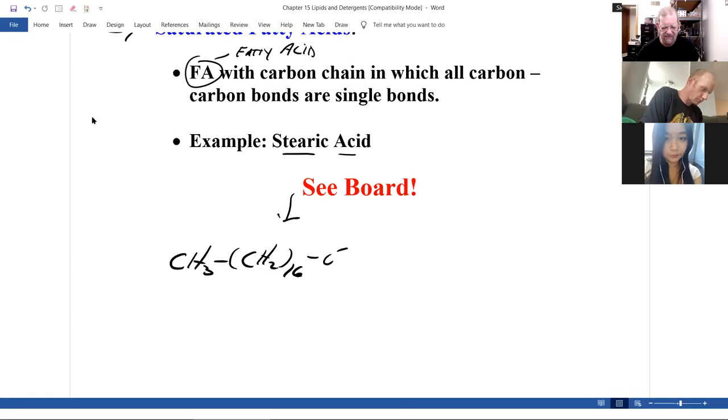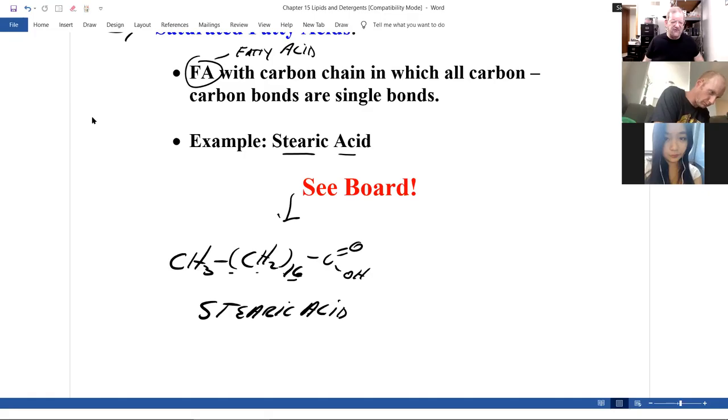I will only ask you to learn one saturated fatty acid, and here's the board I'll let you see, and that's stearic acid. Now, stearic acid has the following structure. And since I'm not going to waste your time or mine writing out 16 CH2s, I'm going to use the bracket CH2 close bracket subscript 16 to say there are 16. And this is stearic acid.